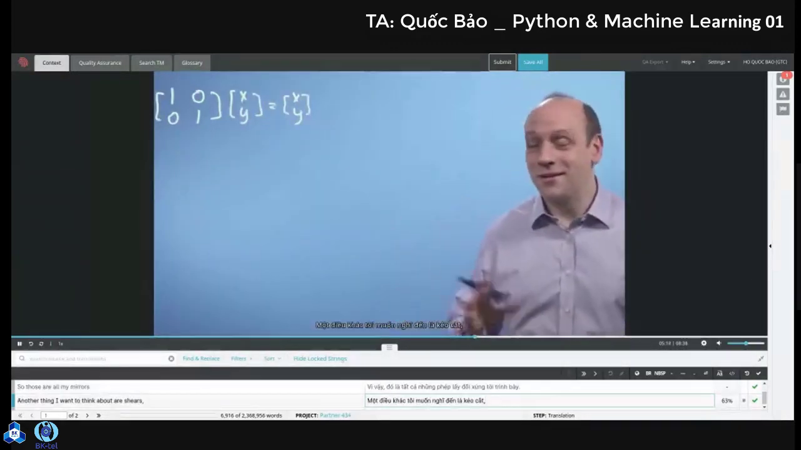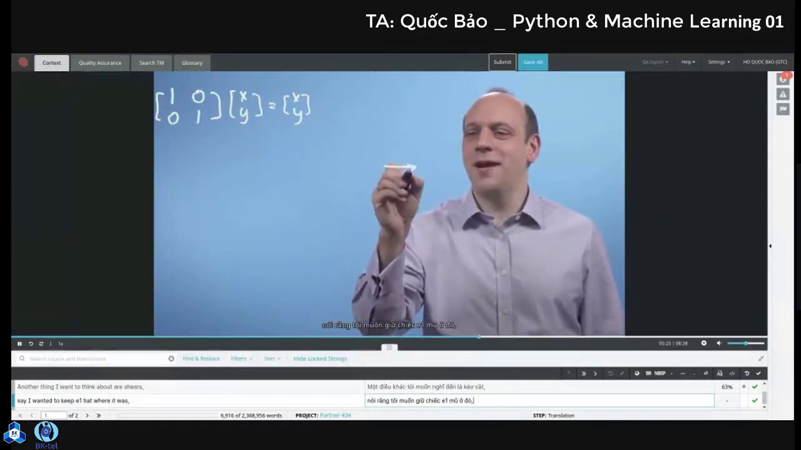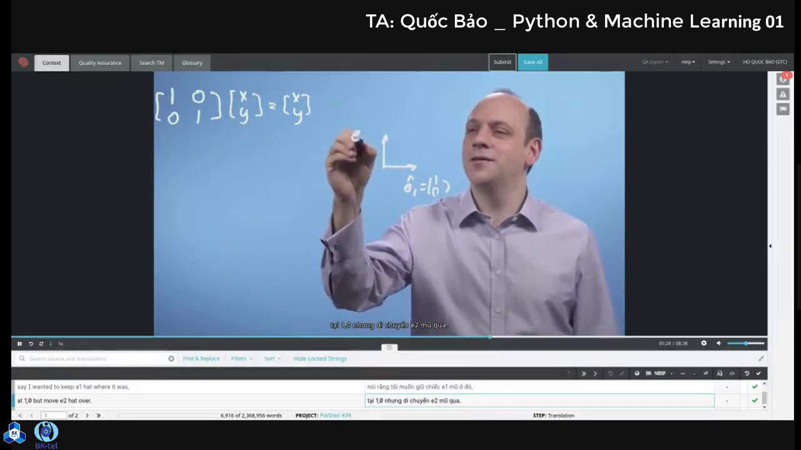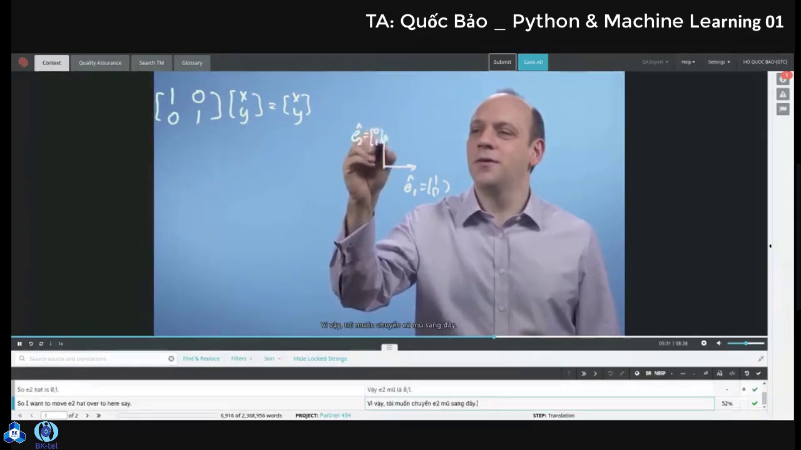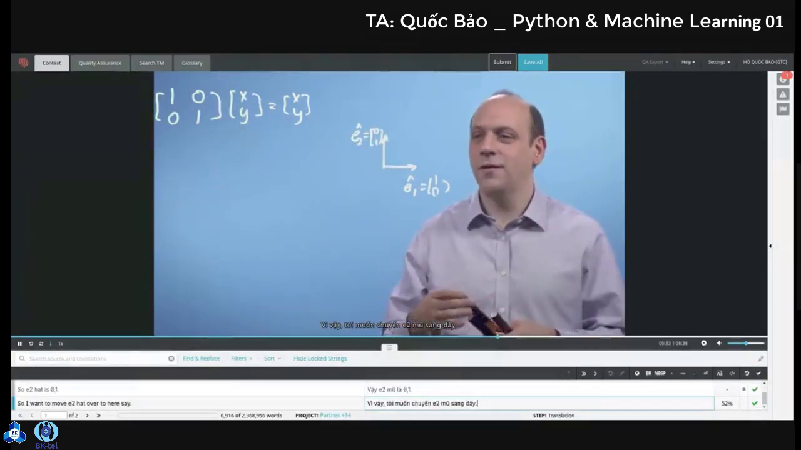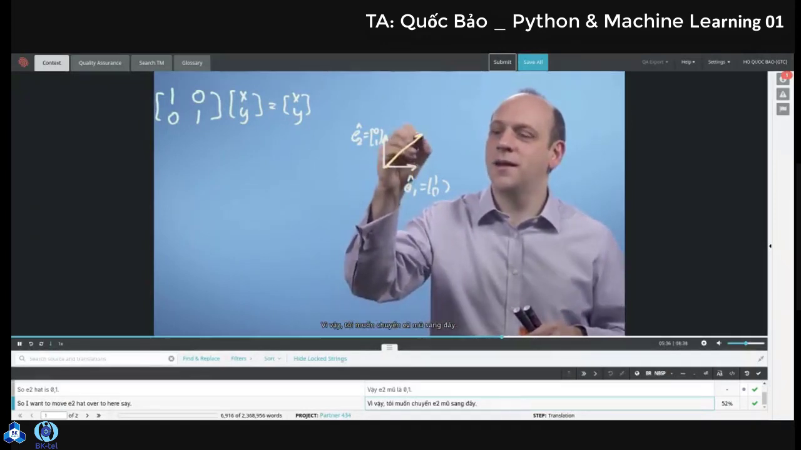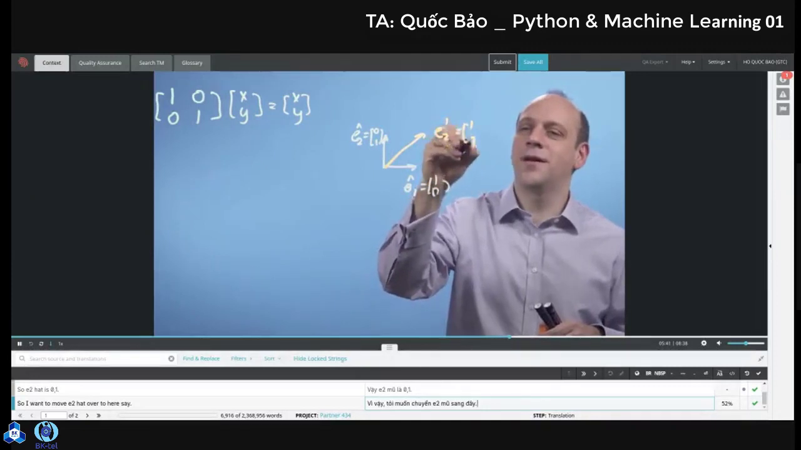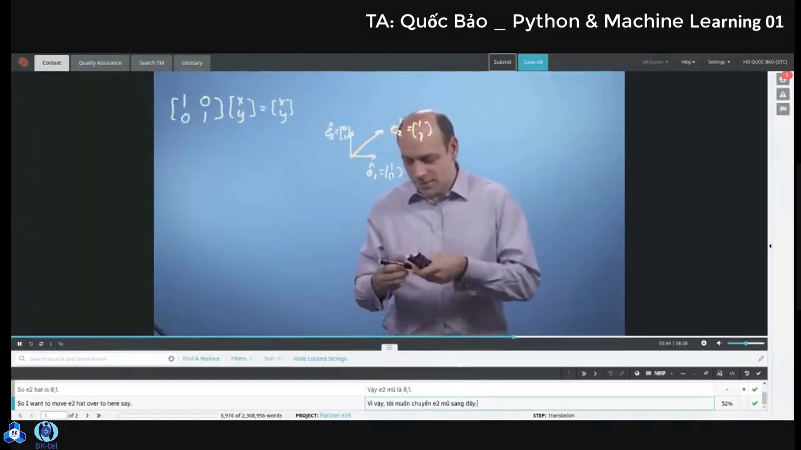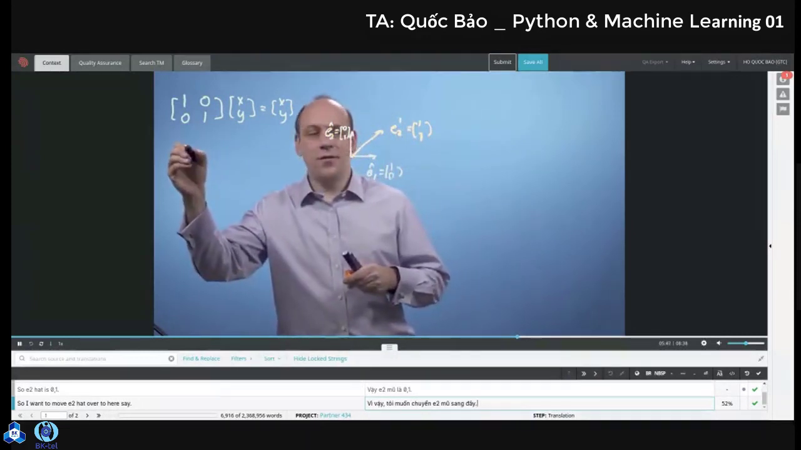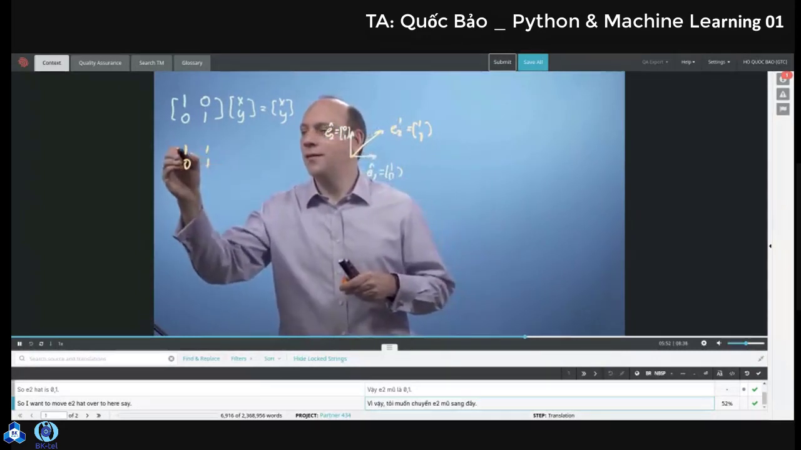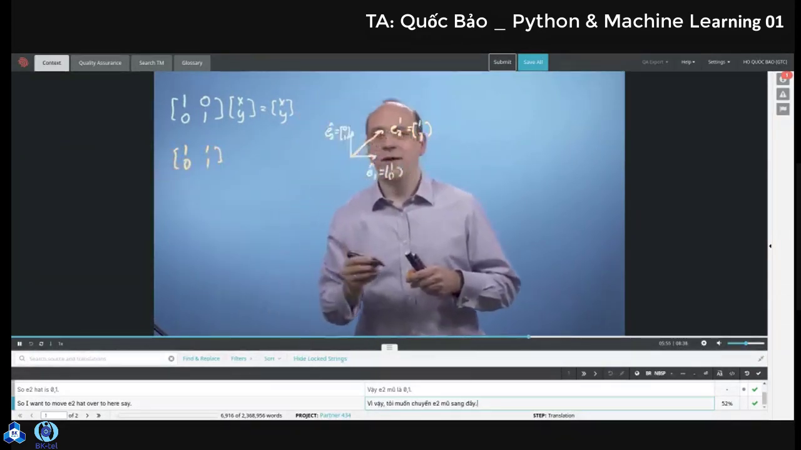Another thing I might want to think about are shears. So I wanted to keep E1 hat where it was, 1, 0, but move E2 hat over. So E2 hat is 0, 1. So I wanted to move E2 hat over to here, say. So I wanted to get E2 primed to be equal to 1, 1, say. Now, in which case, I can just write down my matrix, right? I can say that E1 becomes itself, 1, 0, and E2 becomes 1, 1. That would be the transformation matrix for that shear.